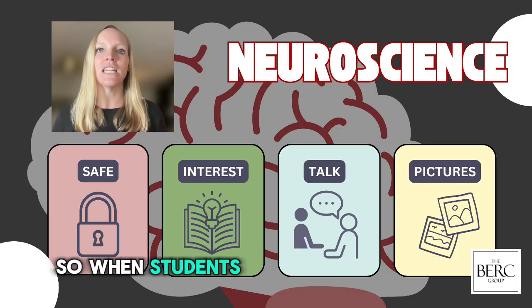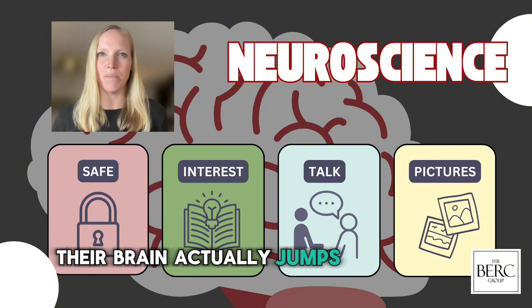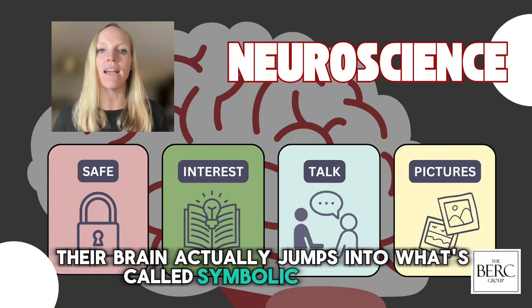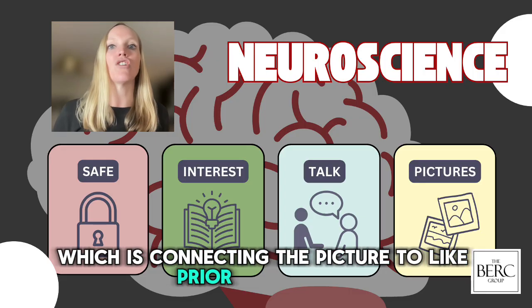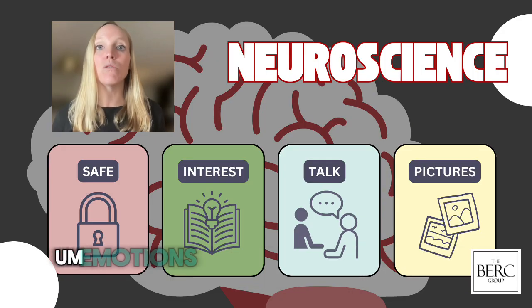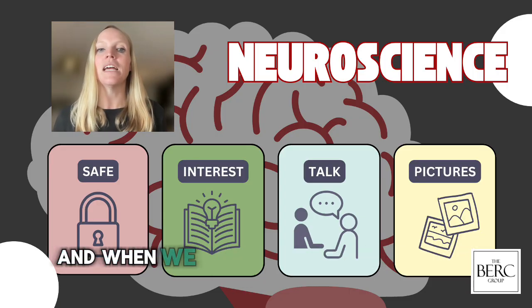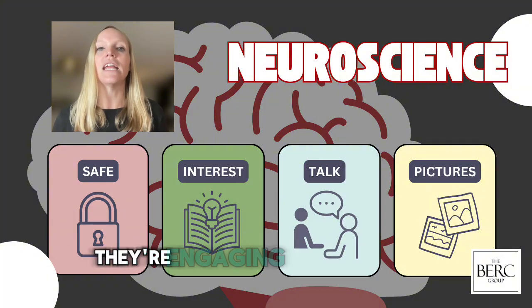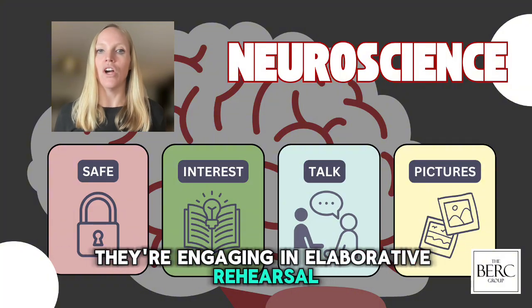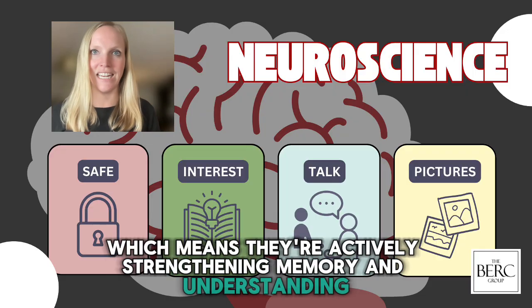When students engage with an image, their brain jumps into what's called symbolic reasoning, which is connecting the picture to prior knowledge, emotions, and concepts that they're learning. And when we have them talk about the image with a partner, they're engaging in elaborative rehearsal, which means they're actively strengthening memory and understanding.